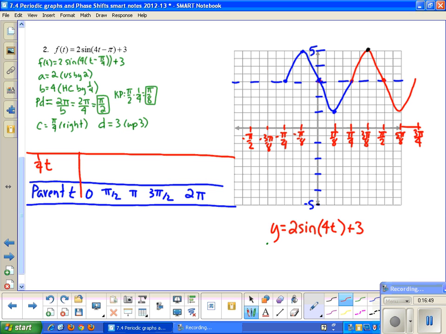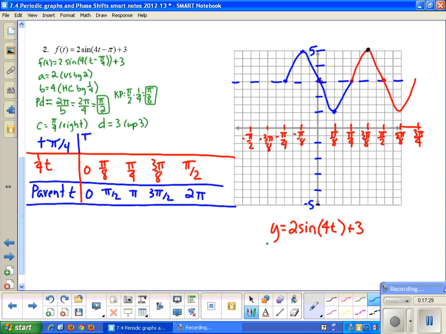So for this, a fourth times 0 would be 0. A fourth times pi over 2 is pi over 8, which makes sense because that's my first key point. And then pi over 4 would be the next one, and then 3 pi over 8. And then if I do 1/4 times 2 pi, I get pi over 2, which makes sense because that is the distance horizontally it takes to make one wavelength, so that's the new period of the function. And then, of course, remember, we're also shifting our graph to the right pi over 4, so I'm going to add pi over 4 to each of those points that I have.